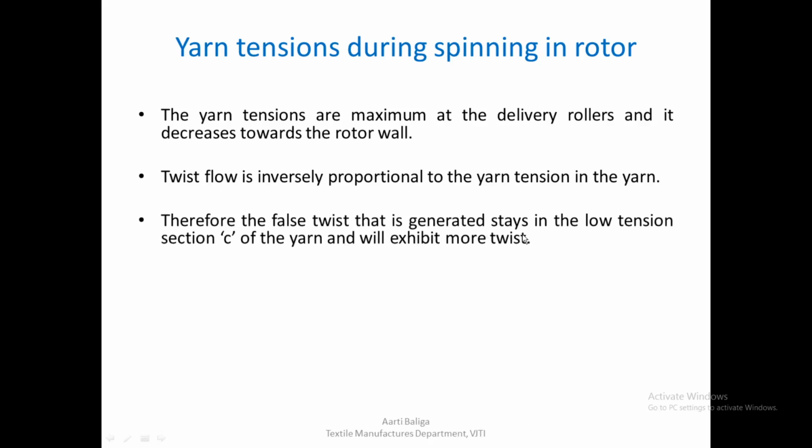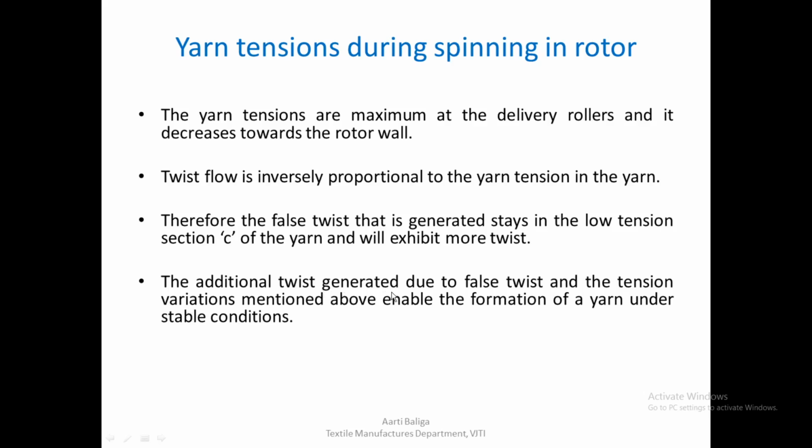Therefore, whatever false twist is generated in section C will stay in that particular region because it has low tension. Section C is a low tension area, as we just saw in the first point. The yarn tensions are maximum at the delivery rollers, and as you go towards the rotor wall into the rotor groove, the yarn tensions go on reducing. Since the yarn tension is very low in section C of the yarn, all the false twist that is generated will stay here only, and therefore this section C will exhibit more twist.